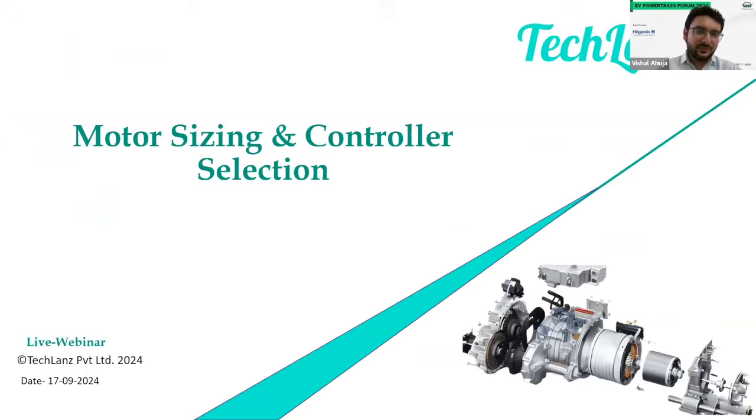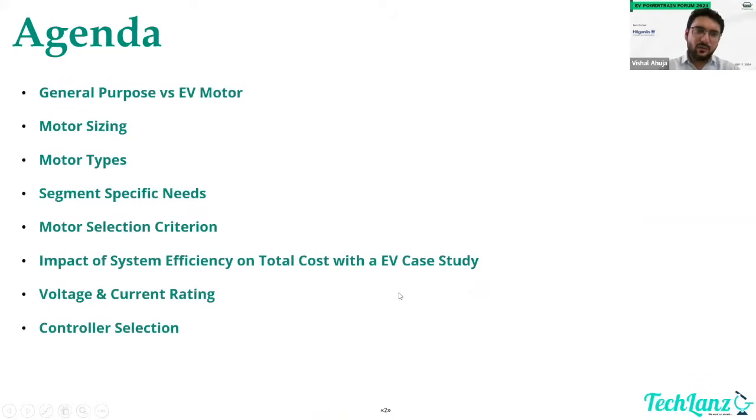With this, let me start the session which everyone is, I think, waiting for: motor sizing and control selection. So the agenda for today's session: I'll start with basic fundamentals, which will take a couple of minutes. Then we'll do a deep dive into the case studies. We'll talk about what an EV motor is, why it's different from general purpose motors, how the motor sizing is done, different motor types, and segment specific needs.